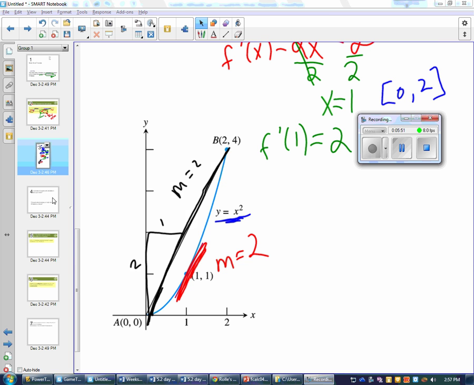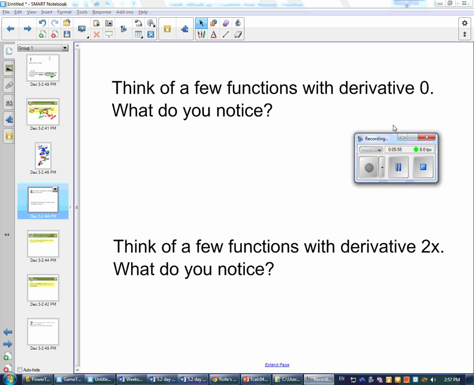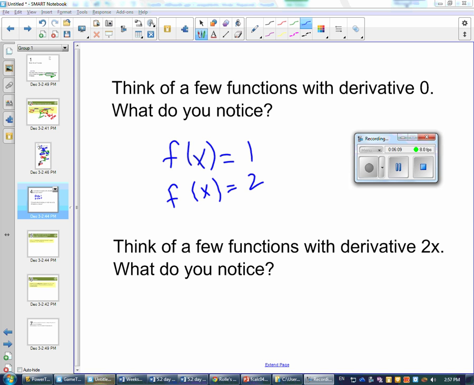All right, so there are a couple of other topics in this unit besides the mean value theorem. So let's think of some functions that have a derivative of 0. Off the top of my head, if f of x equals 1, then the derivative is 0. If f of x equals 2, then the derivative is 0. If f of x equals any constant number c, then the derivative is 0.